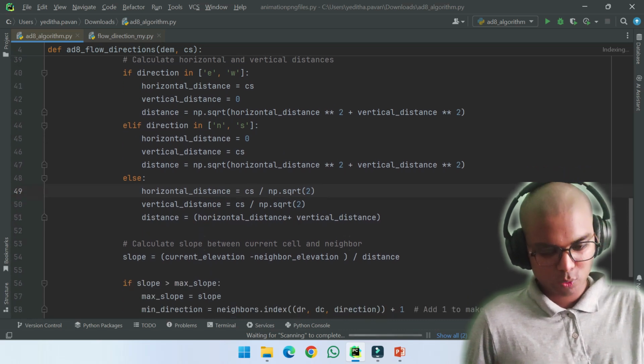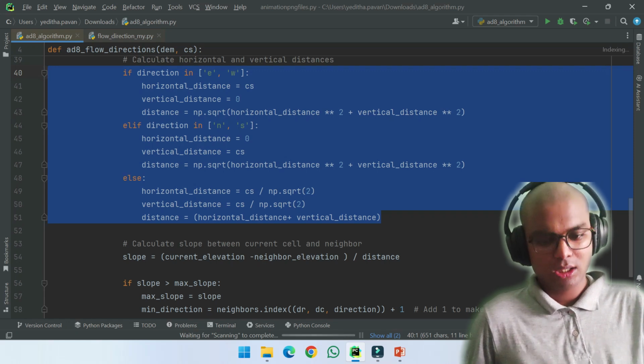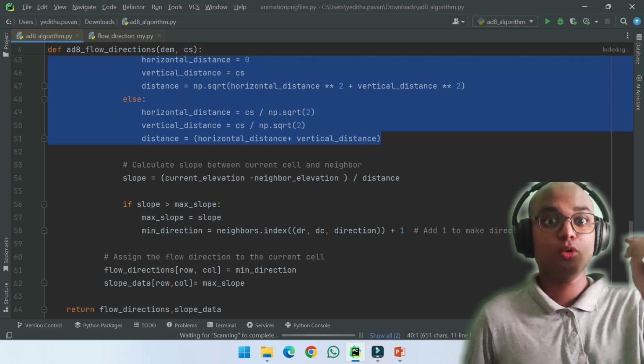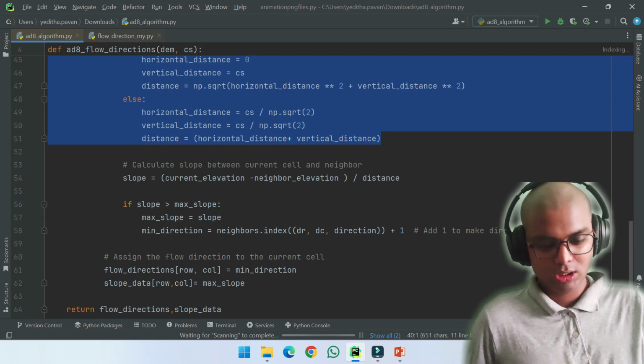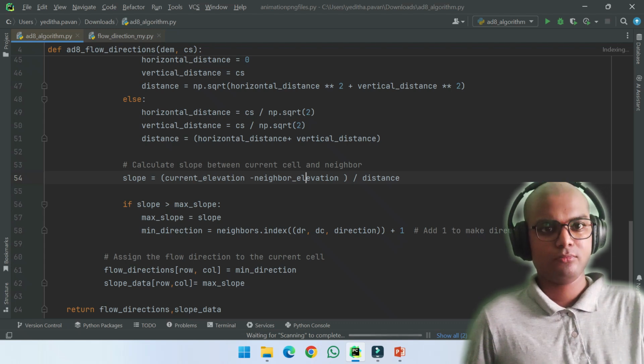Once we know the distance values, because here we will know the distance values using these 4 lines, then our next thing is to know the slope. We know the location of the current cell and also we know the neighboring location.